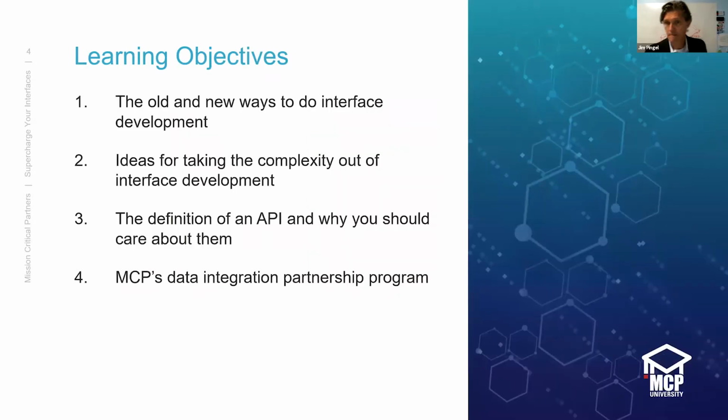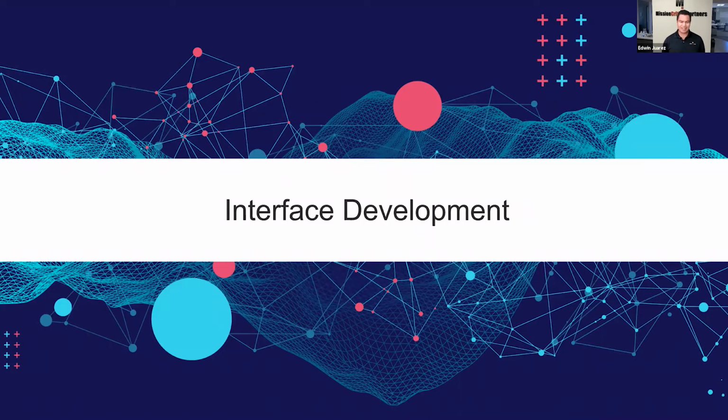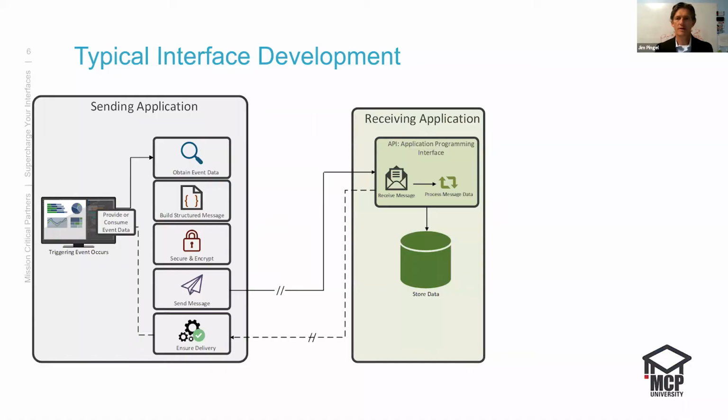All right, so the learning objectives for today's webinar are the following: the old and new ways to do interface developments, ideas for taking the complexity out of the interface developments, a definition of what an API is and why you should care about them, and Mission Critical Partners' Data Integration Partnership Program, which Gary will talk about later today. But basically, in short, we just want everyone here to walk away with new ideas on how to plan, budget, implement, and manage your interfaces. So the next part is the actual interface development, which Jim will talk about. Okay, both of us. Thanks again.